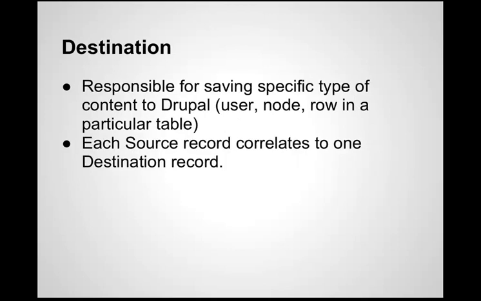You also have a destination. And in the case of Drupal, it might be something like a user or a node of a particular content type. It could even be a row in a particular table. Migrate has the ability to copy content specifically into a table that you have. So if you have some sort of custom module and you need to migrate content in, it'll let you do that. And I mentioned each source record correlates to one destination record. And there are ways to map around the multiple values in a field issue, which I'll talk about as well.